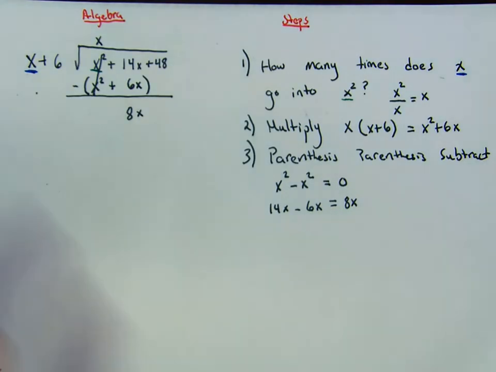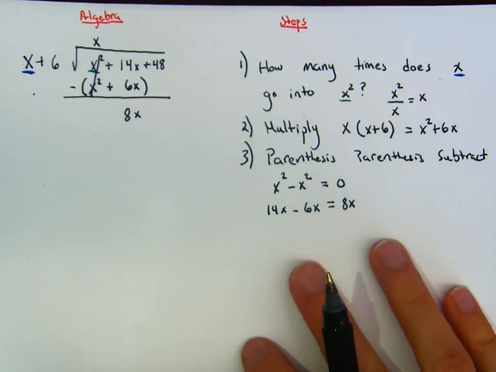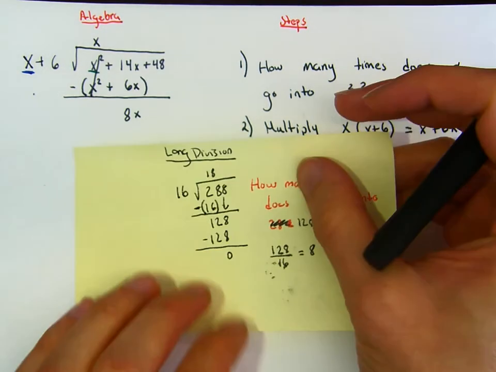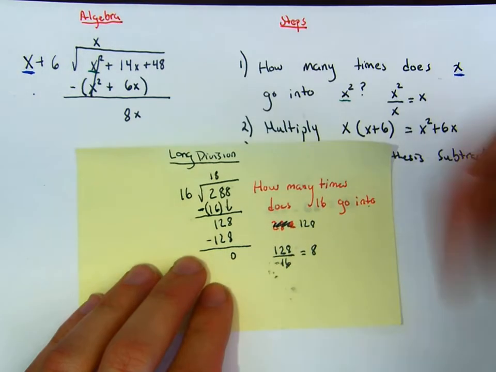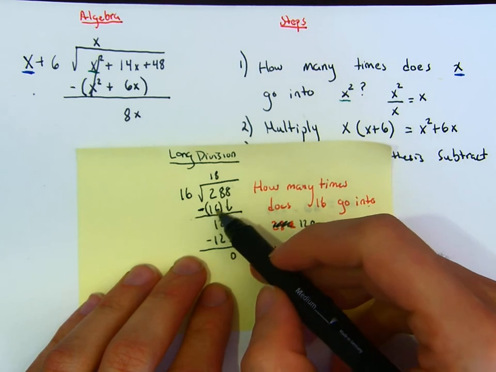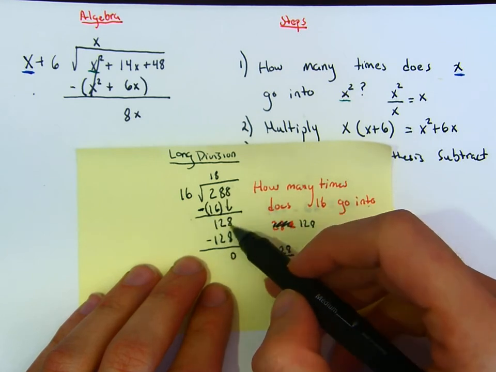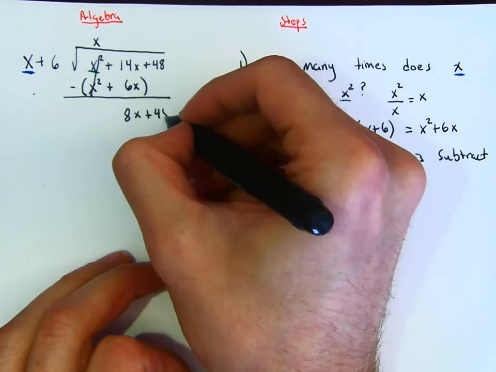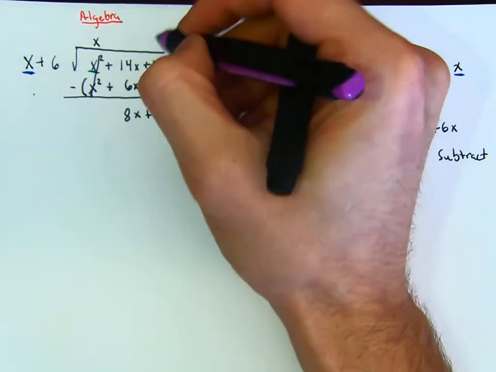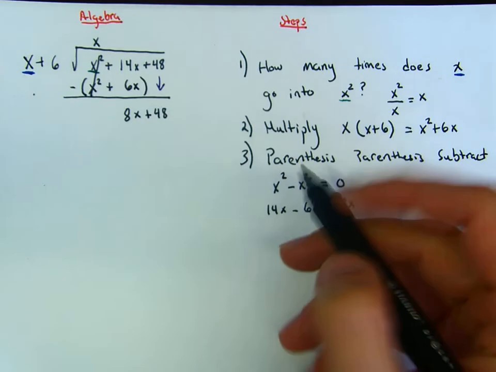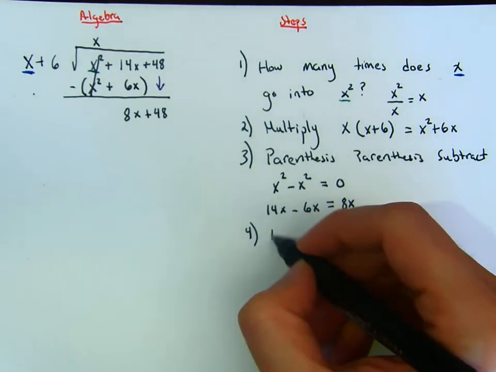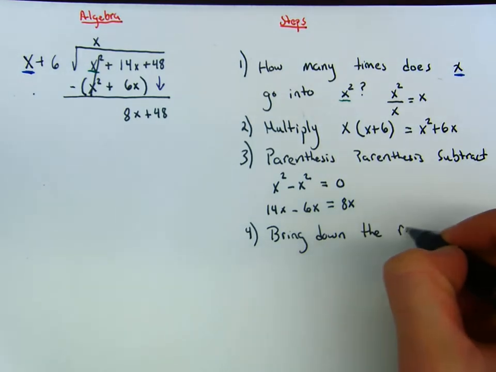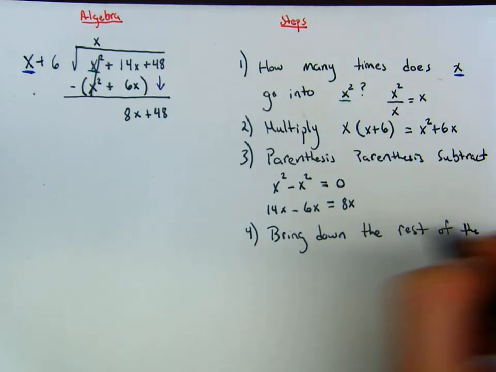Okay. If you had to take a guess, what do you think the next move would be before I continue? Same idea we had here. Once we did 28 minus 16, it was 12. We brought down the 8. And that's what we're going to do here. We're going to bring down the 48. And I can show it like this. And you could say maybe step 4, bring down the rest of the terms.